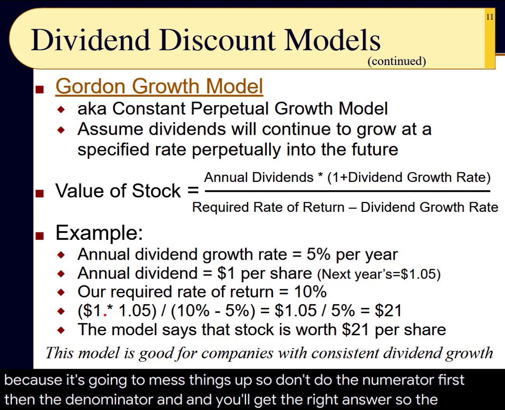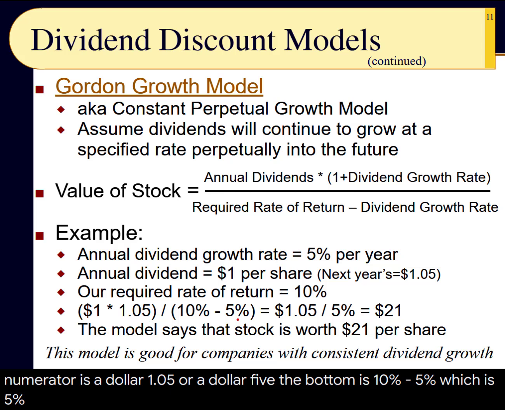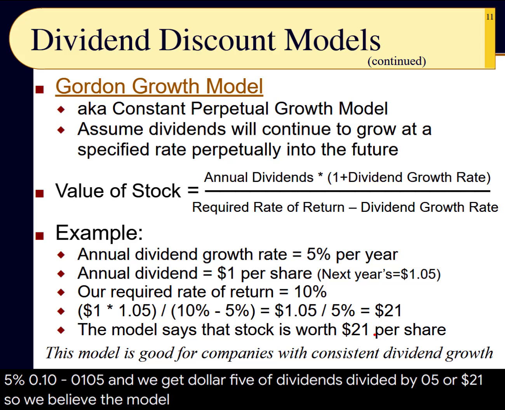So the numerator is $1 times 1.05, or $1.05. The bottom is 10% minus 5%, which is 5%, 0.10 minus 0.05, and we get $1.05 of dividends divided by 0.05, or $21. So the model says the stock should be worth $21.